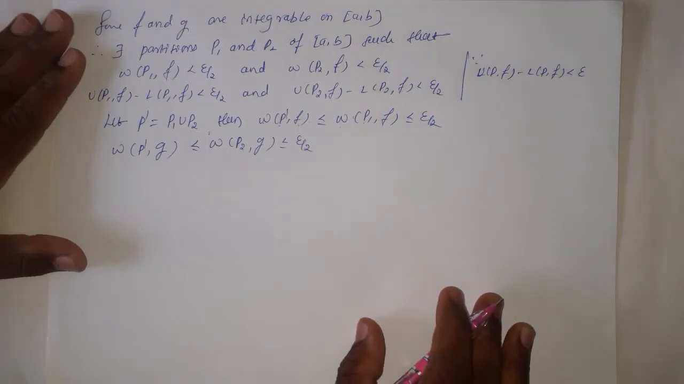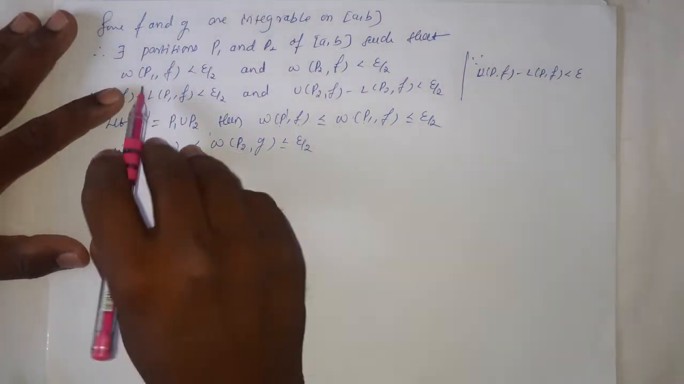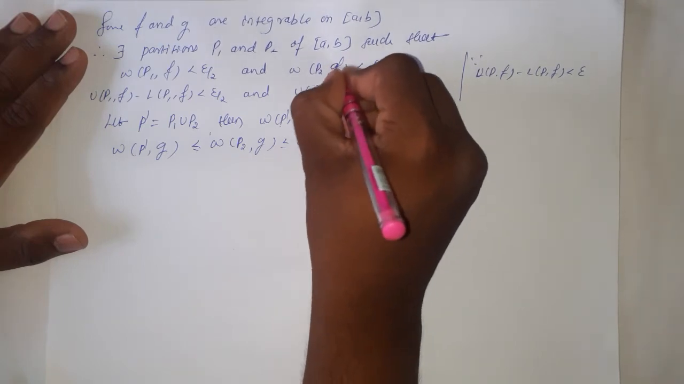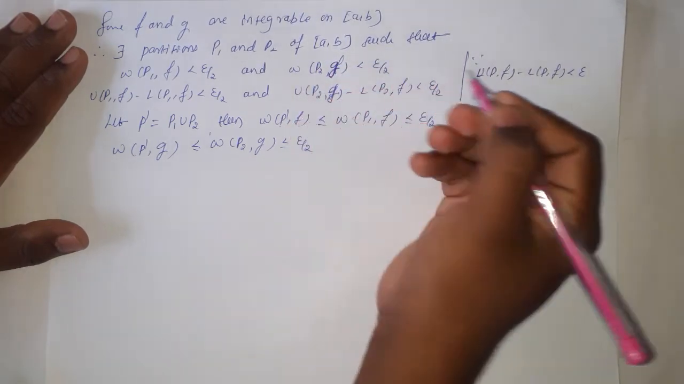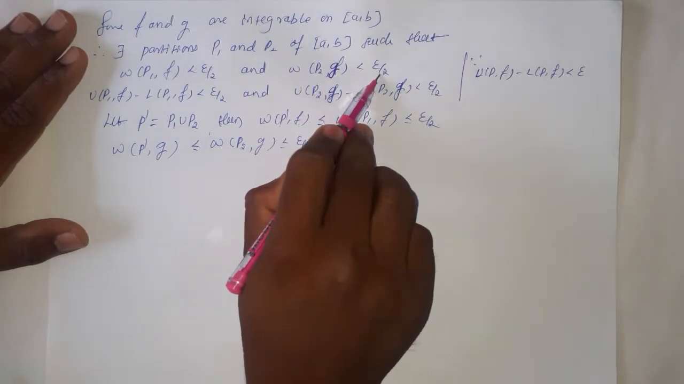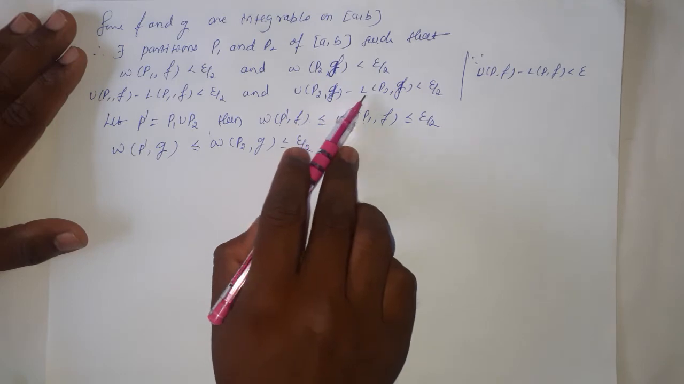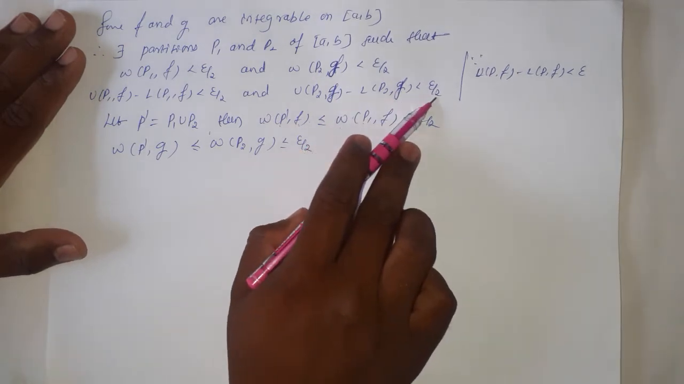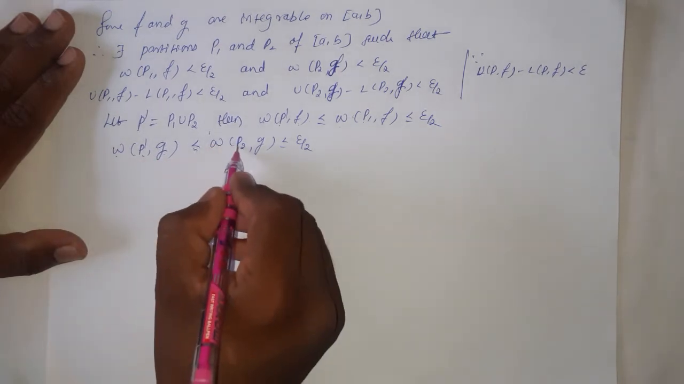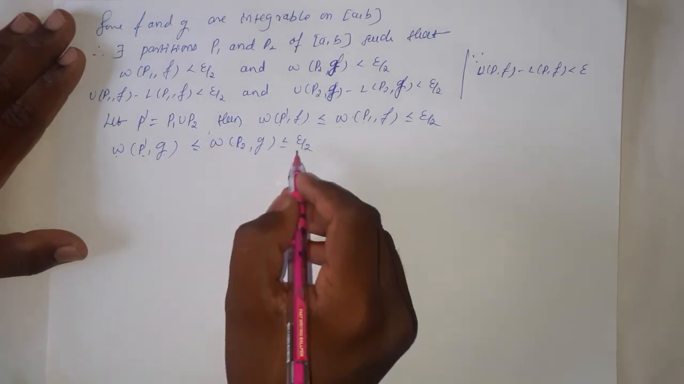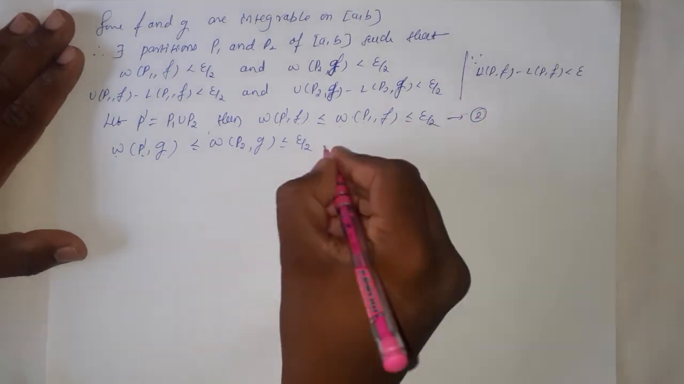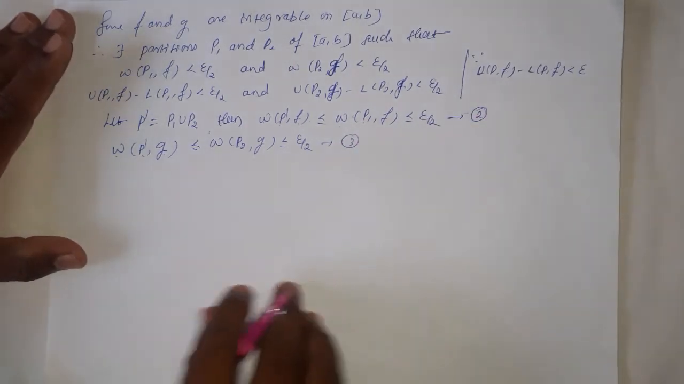Here make one correction: for the partition p2, consider this as the function g, that is W p2 g less than epsilon by 2, and here U p2 g minus L p2 g less than epsilon by 2. So, therefore, W p dash g less than or equal to W p2 g less than or equal to epsilon by 2. Now, consider this as equation number 2 and this as equation number 3.